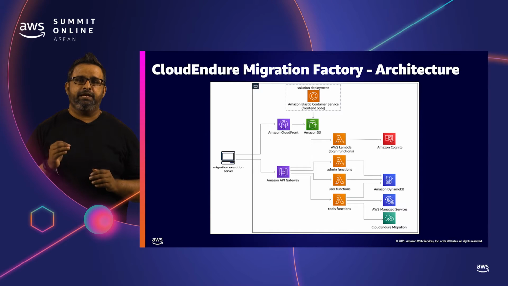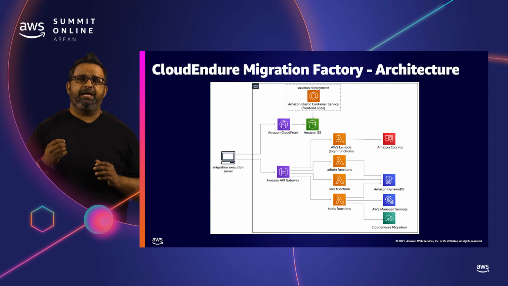Firstly, the solution can be deployed into your AWS account by leveraging the CloudEndure Migration Factory CloudFormation template. The CloudFormation template will deploy the front end and the back end of the Migration Factory solution. The front end is a JavaScript application running on Amazon Elastic Container Service, ECS, and the back end are API-driven Lambda functions supporting functions such as authentication with Cognito, administration, and integration.